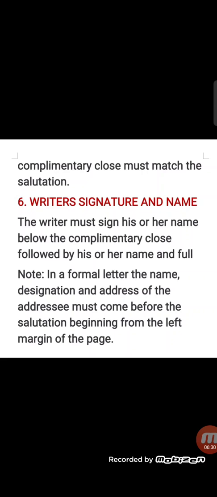Now see, a note is given. In a formal letter, the name, designation and address of the addressee must come before the salutation, beginning from the left margin of the page. Formal means which letters? Officers, business, application. In these letters, the name, designation and address of the addressee must come from the left margin of the page. Understood?